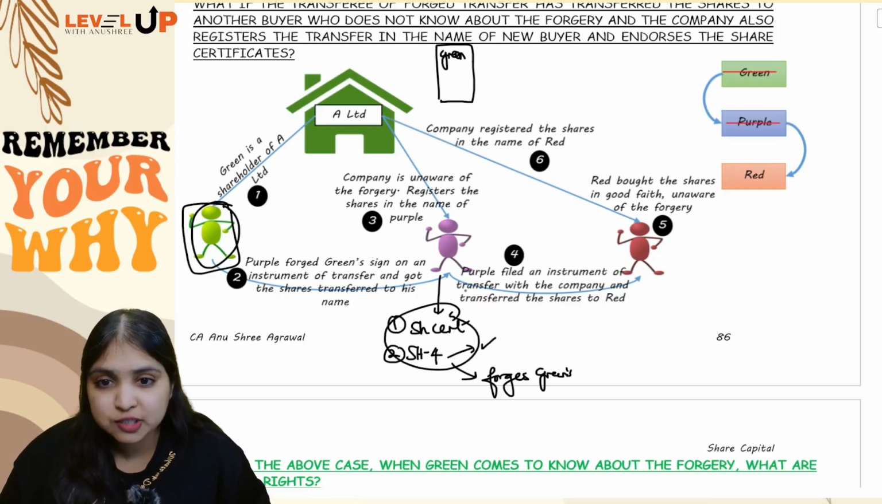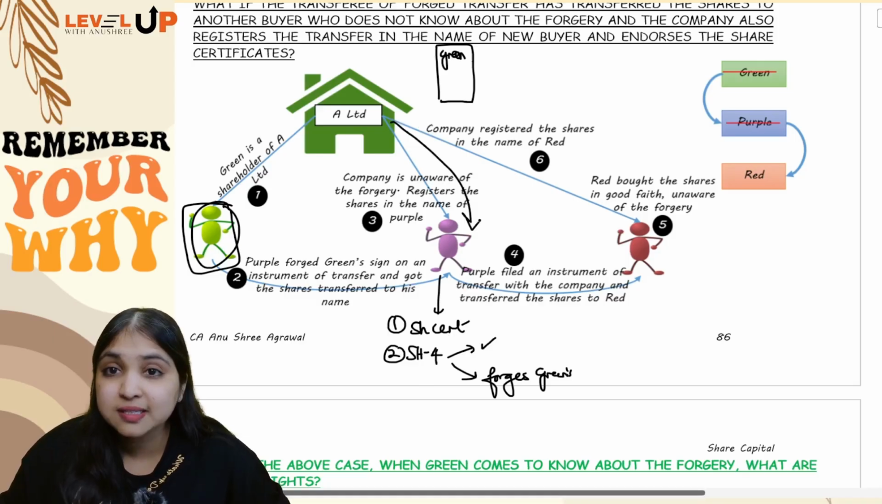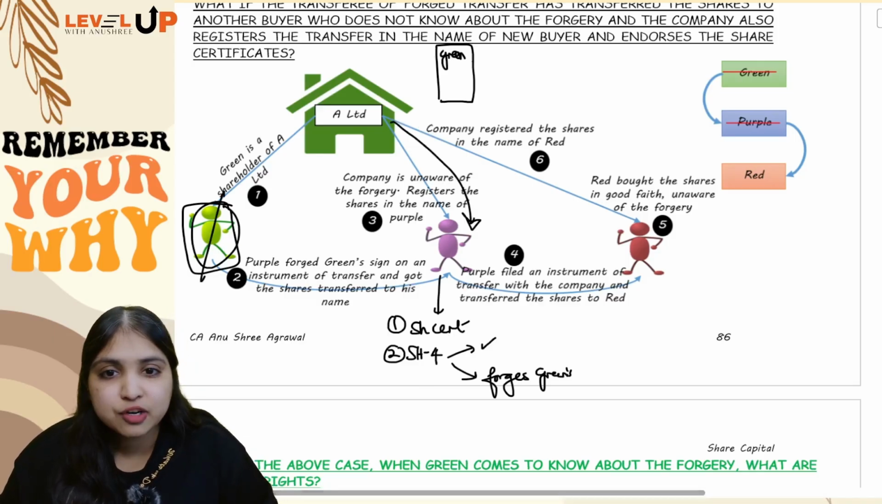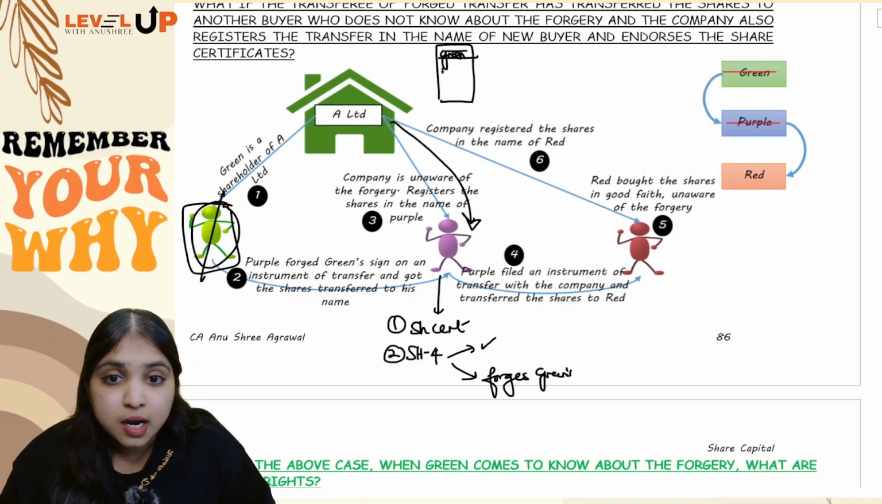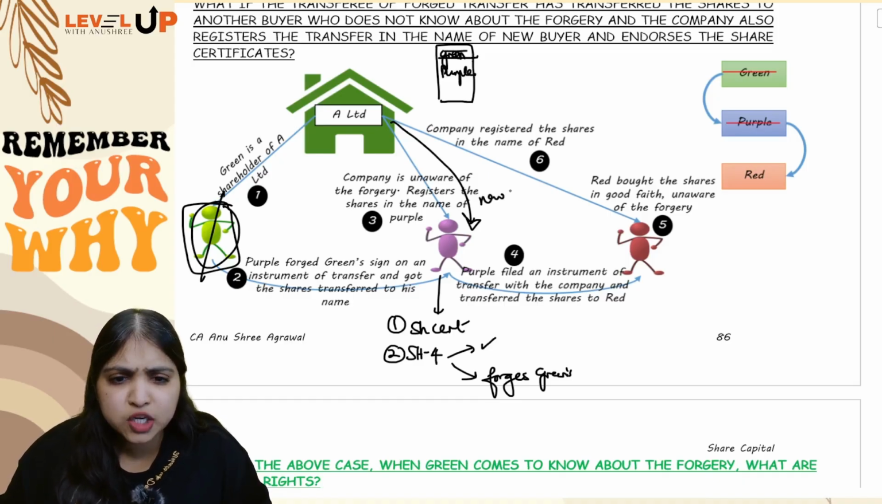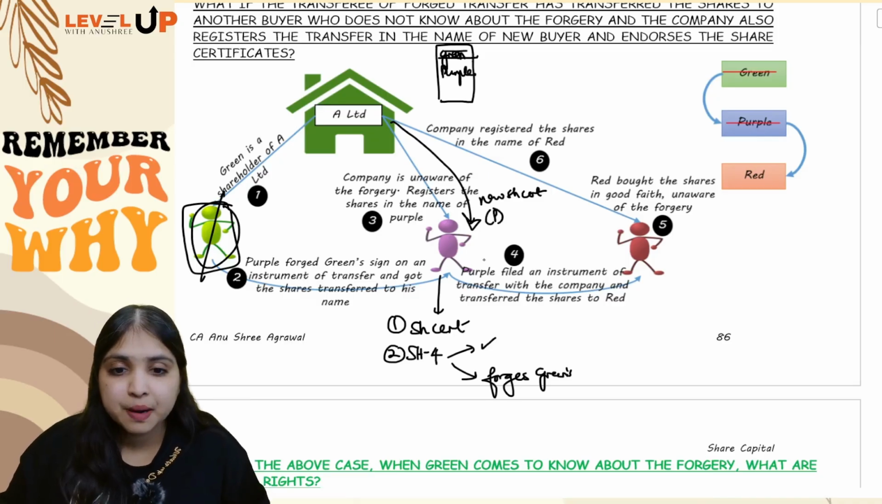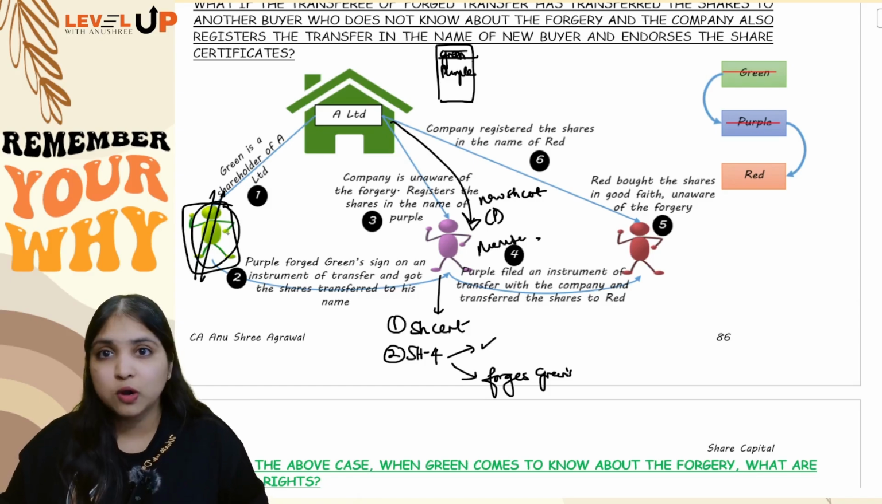On the basis of these 2 documents, company registers the transfer, which means company removes Green's name from the register. Company puts Purple's name in the register. Company gives to Purple a new share certificate containing whose name? Containing Purple's name. And Purple becomes a member of the company. And Green has no idea that all this has happened.